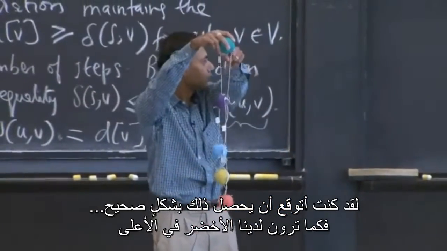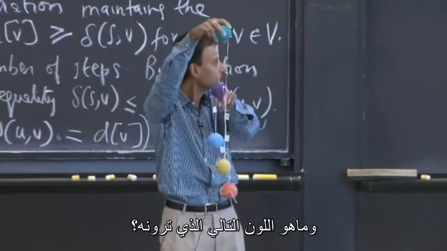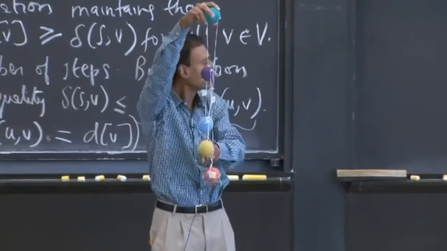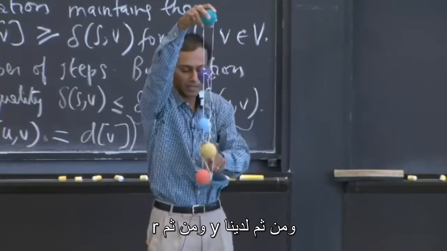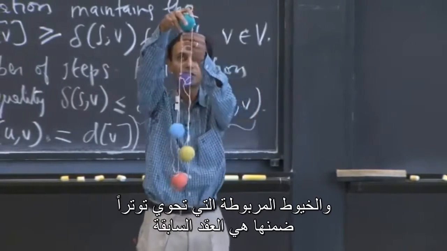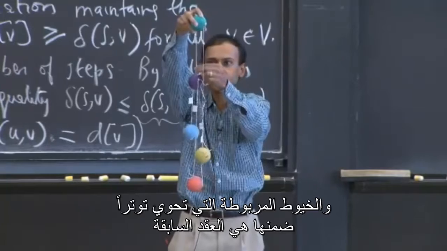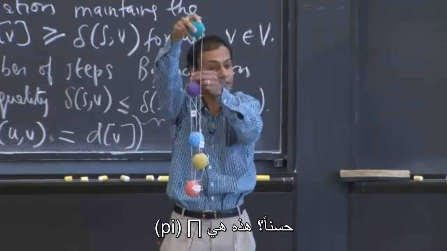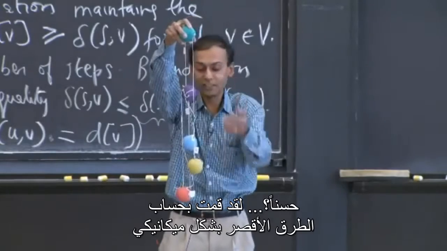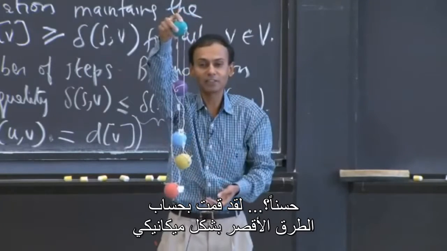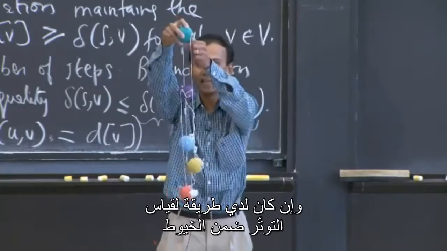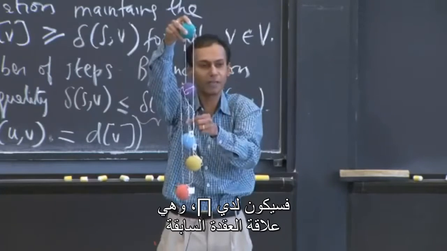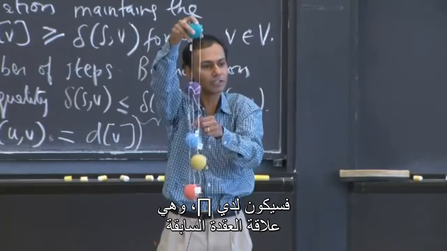But you see, green is up on top, and what is the next one you see? Purple. That's good. What's the next one you see? Blue. That's good. Y and then R. And the strings that are taut, that have tension in them, are the predecessor vertices. Okay, that's the pi. All right. So here you go. I computed the shortest paths mechanically, and if I could have a way of measuring the tension on the strings, I have my pi, my predecessor relationship as well.